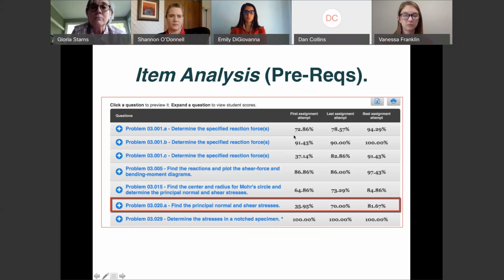They did pretty well. This one's low, probably ought to talk about why that wasn't successful. But then this one too, find principal, normal, and shear stresses. And having not done this before, I know full well that that is something that isn't focused on as much as it should be in the prerequisite course. And we've actually talked with faculty in that department about focusing more on this. So I look at this item analysis report and I can tell if my students are going to be prepared moving into the next topic.